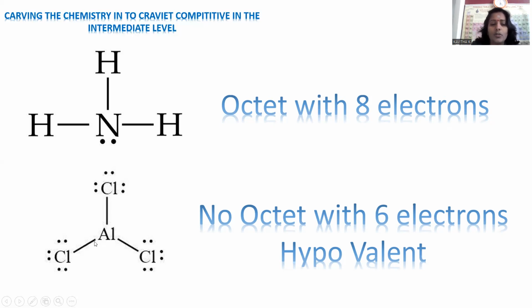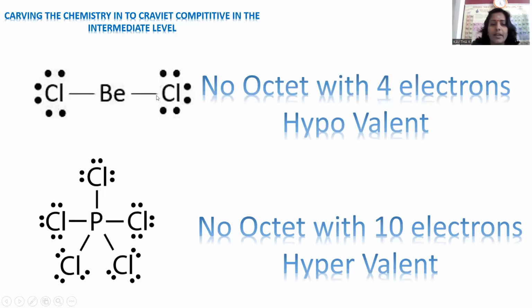And if you see aluminium trichloride, aluminium is surrounded with the 3 chlorines. Let me count: 2 electrons, 2 electrons, 2 electrons. So aluminium is surrounded with only 6 electrons. That's why the octet is not satisfied. There is no octet and we have only 6 electrons. 6 electrons means less than 8. 8 is the stable one. So less than 8 is called hypovalent. Hypovalent means less than the required one.